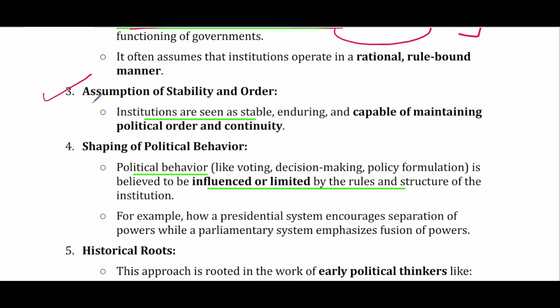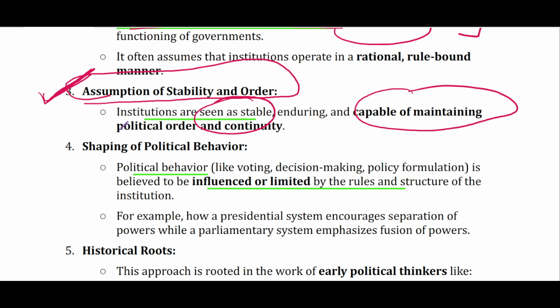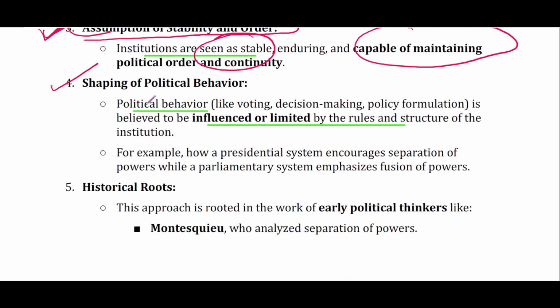Then this approach assumes a stability and order that is often seen as a hallmark of political institutions, formal political institutions. In other words, this approach assumes that whatever formal political institutions there are, judiciary, constitution, parliament, president, all of them are stable, resilient, enduring, and capable of maintaining political order.